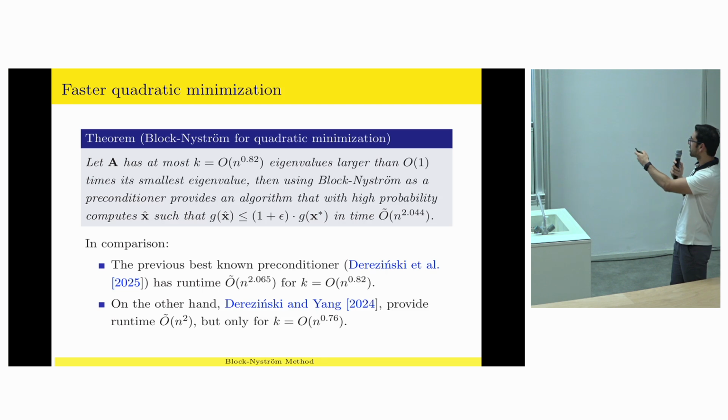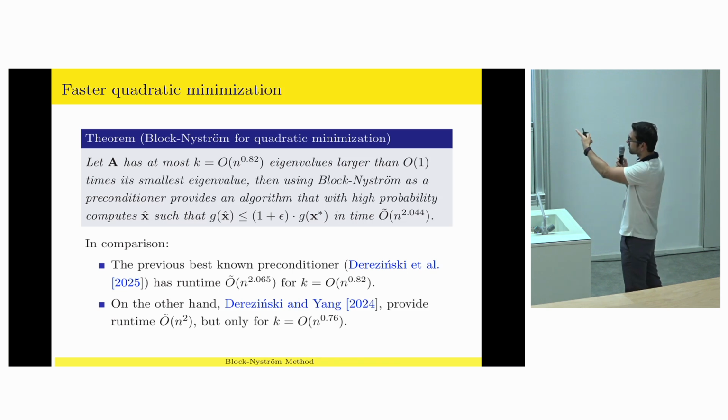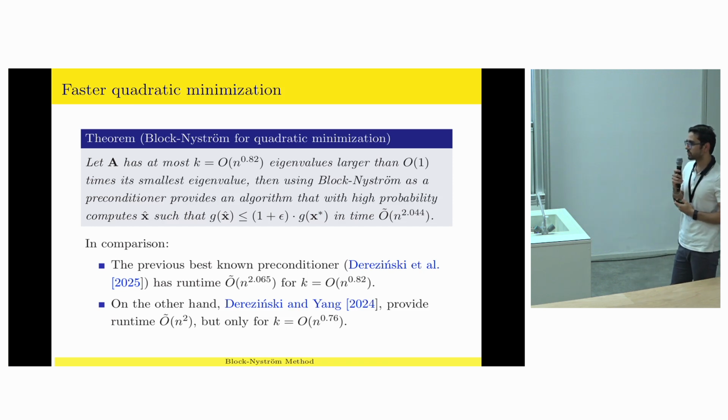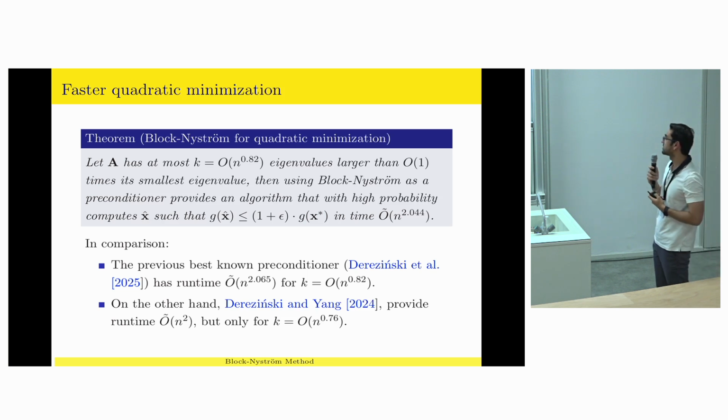And there are other lines of work which follow a completely different strategy. They achieve the runtime of n squared, but they only do so for k being n raised to 0.76. We are extending that work to 0.82. So in that scope, our results are wider in coverage.